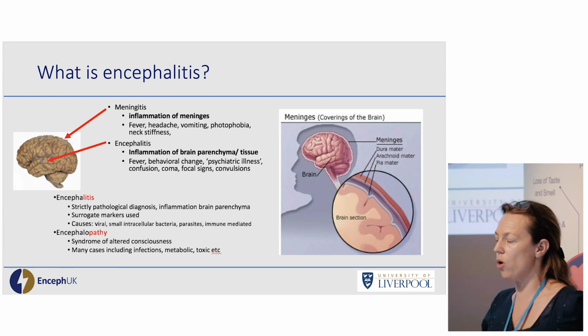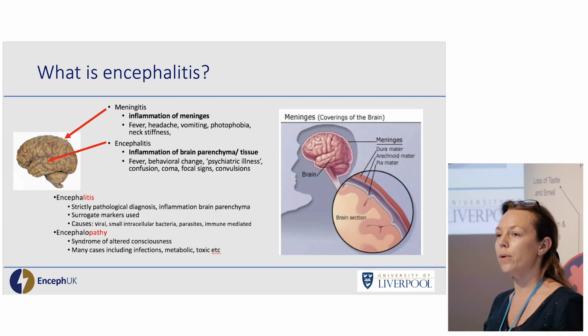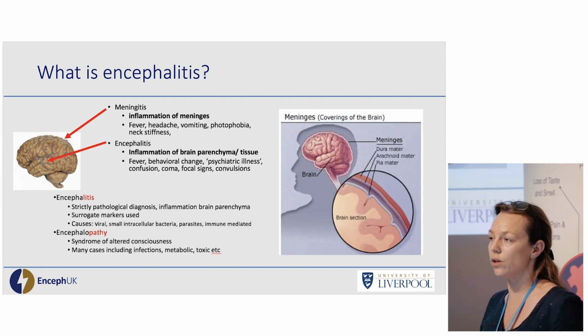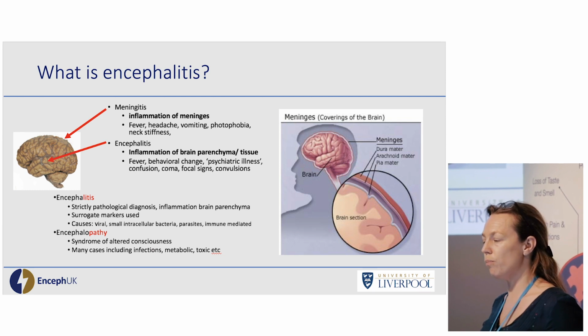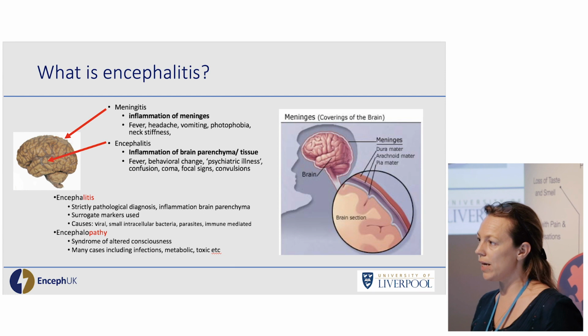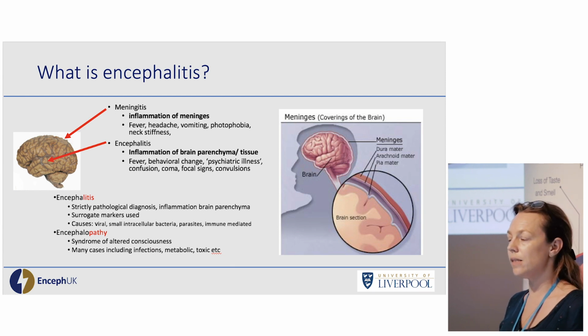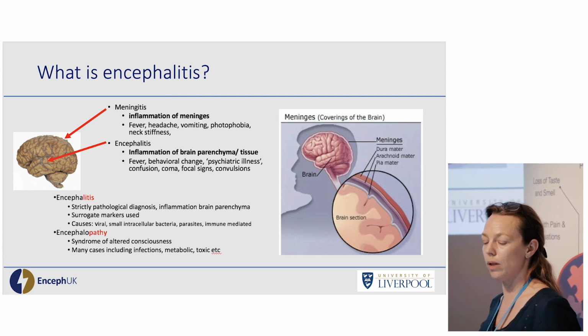Meningitis is the inflammation of the lining of the brain. People have headaches, they have neck stiffness, the lights bother them, but cognitively their thinking is okay. They're not confused, their conscious level is usually not decreased. Whereas encephalitis is inflammation of the brain tissue itself, and depending on which bit of the brain is inflamed, that dictates what symptoms people will have.